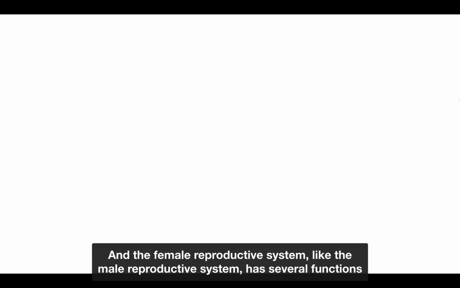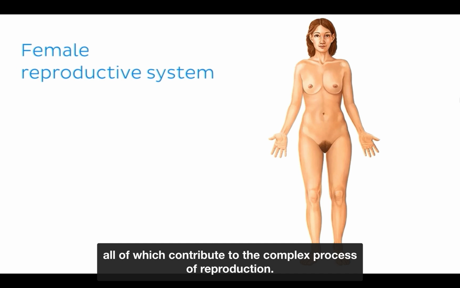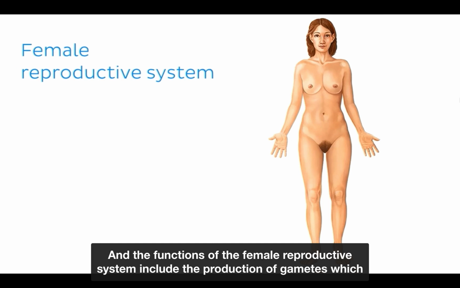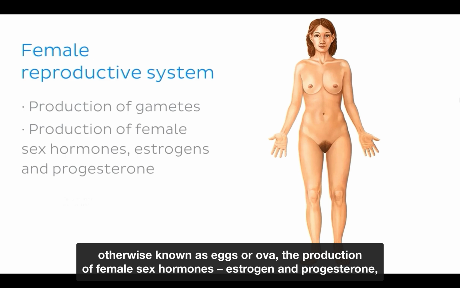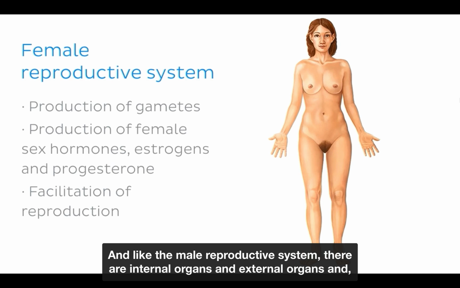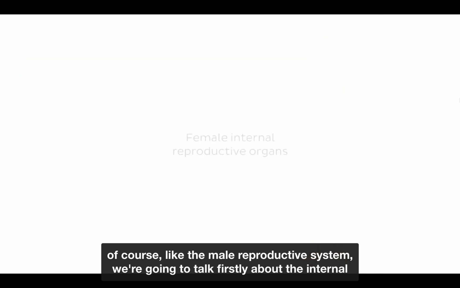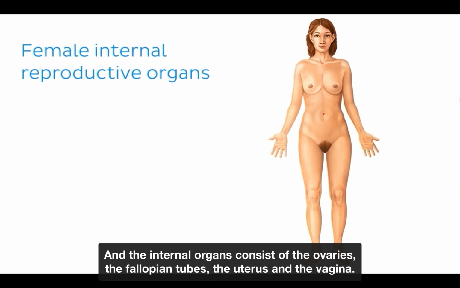And the female reproductive system, like the male reproductive system, has several functions, all of which contribute to the complex process of reproduction. And the functions of the female reproductive system include the production of gametes, which are otherwise known as eggs or ova, the production of female sex hormones, estrogen and progesterone, and the facilitation of the occurrence of reproduction. And like the male reproductive system, there are internal organs and external organs. And of course, like the male reproductive system, we're going to talk firstly about the internal organs. And the internal organs consist of the ovaries, the fallopian tubes, the uterus, and the vagina.